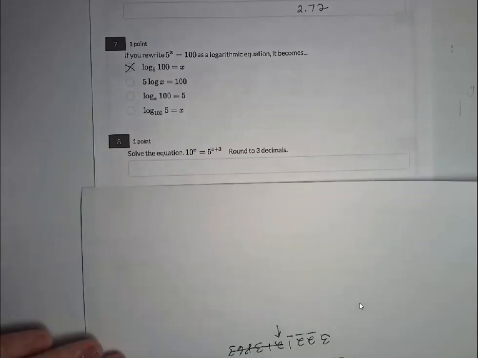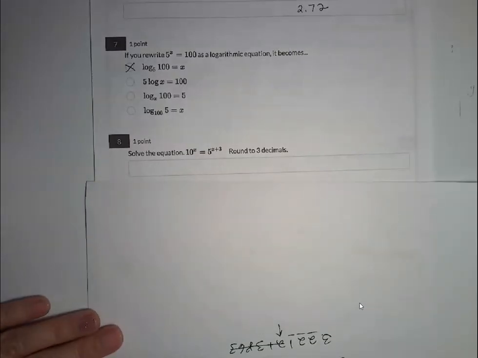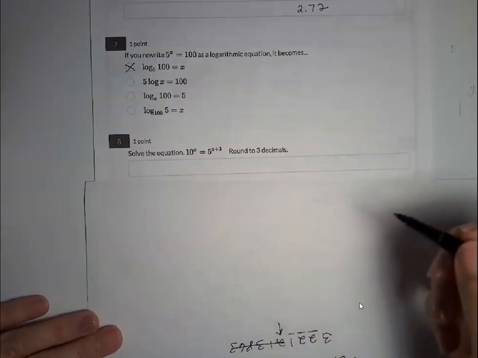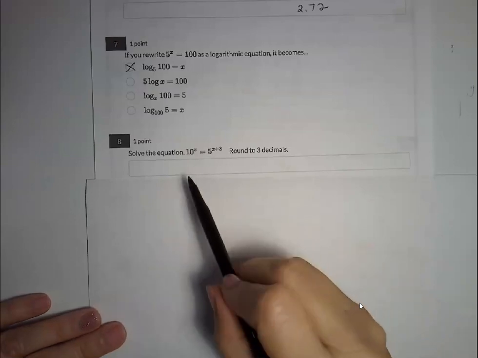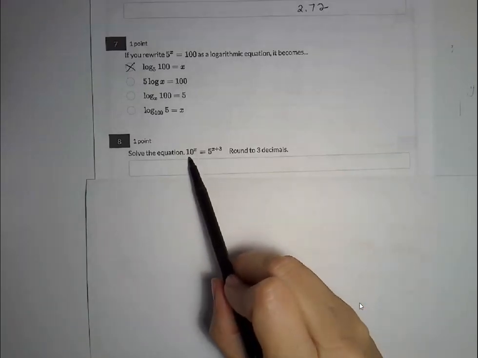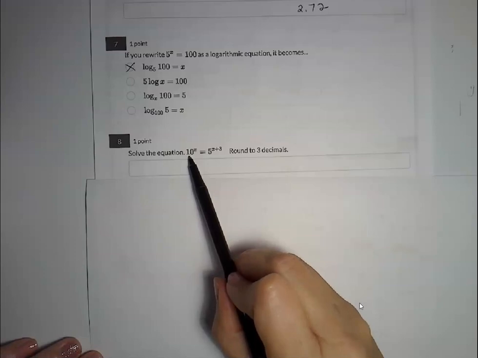Number 8, solve the equation: 10 to the x is equal to 5 to the x plus 3. Now I told you the first thing I always do is ask, can I get them to the same base? But I cannot, because 10 has no base. I can't write it as an exponential.